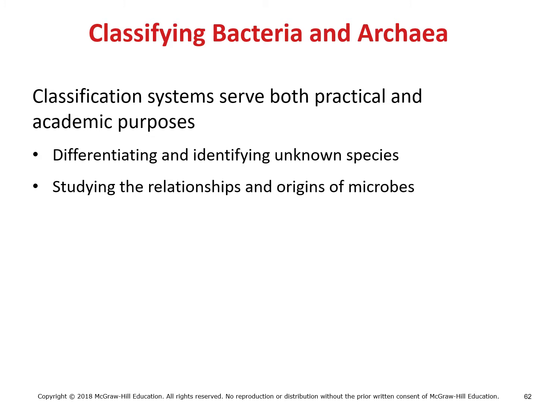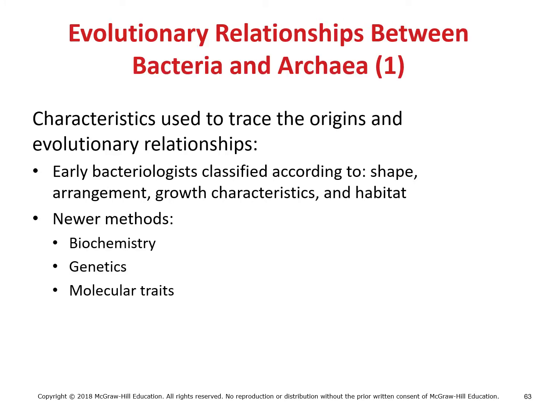Using rRNA, we get all the pluses that we can't gain from metabolic tests. Naturally, characteristics that help us understand things like evolutionary history, such as shape, arrangement, growth characteristics, even habitat, were things we used to tip us off. But nowadays, things like biochemistry in terms of composition, genetics, or even traits at a molecular level are very important.